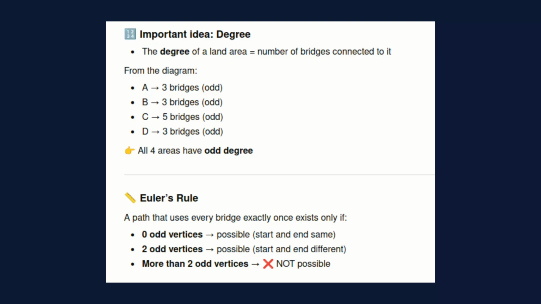We are not able to get a path like that. If you have zero odd vertices, then the starting and end position are the same, since it is an even number of vertices. Two odd vertices means starting and ending would be different. That would be the different possibility here. But if you have more than two odd vertices, then getting such a path is not possible.